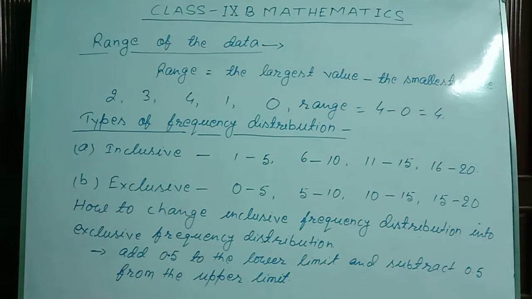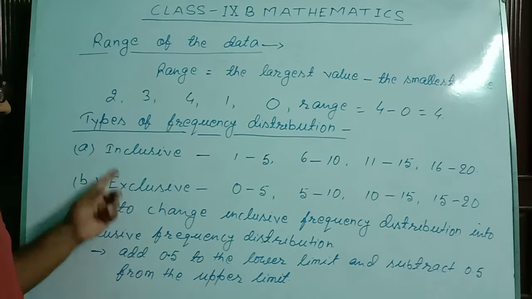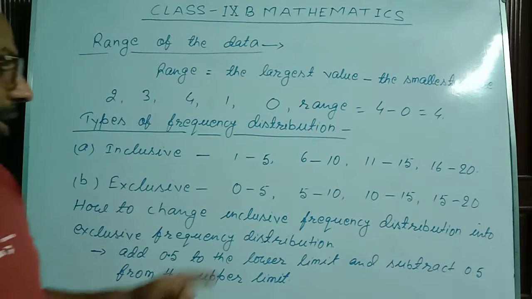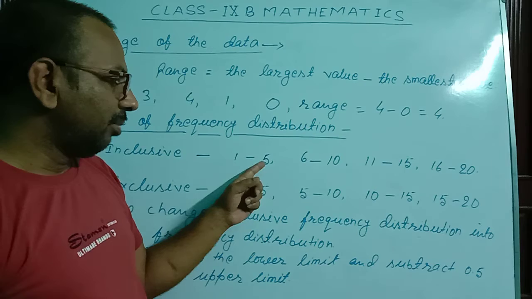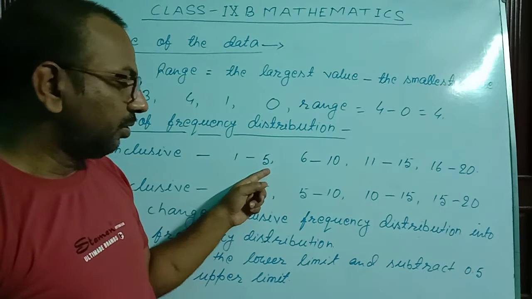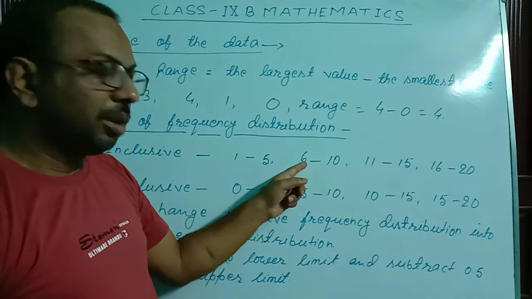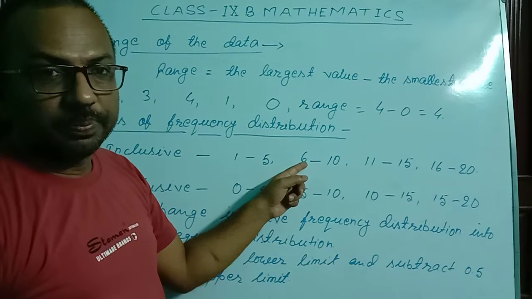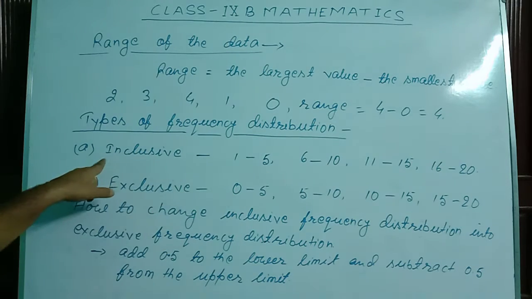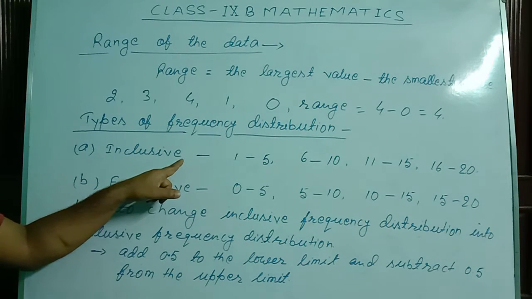Now, types of frequency distribution. There are two types of frequency distribution: inclusive frequency distribution and exclusive frequency distribution. When the upper limit of the first class interval is not the lower limit of the second class interval, that type of frequency distribution is called inclusive frequency distribution.